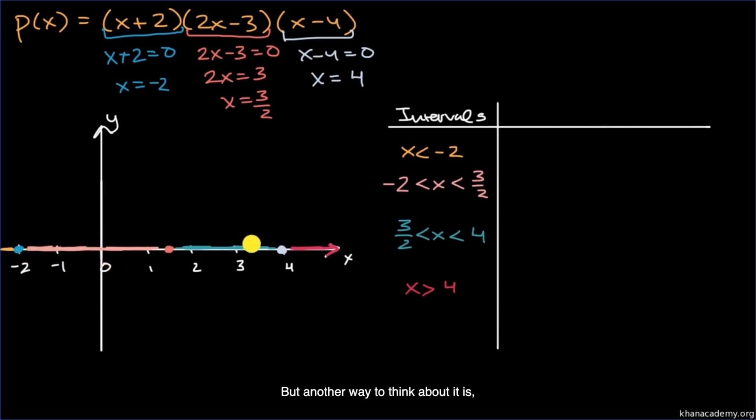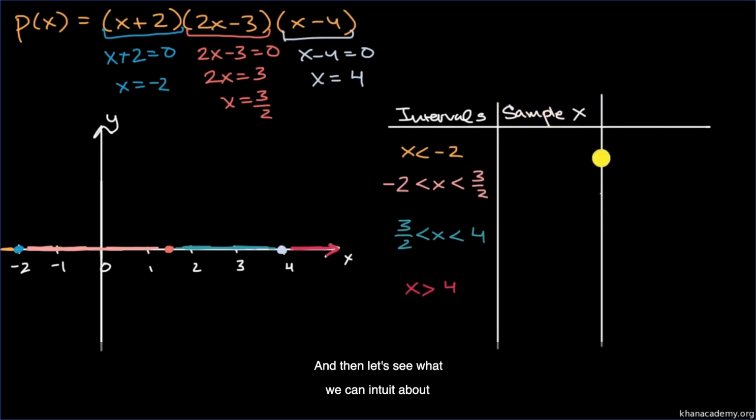But another way to think about it is, over that interval, what is the behavior of x plus 2, 2x minus 3, and x minus 4? Think about whether they're positive or negative and use our knowledge of multiplying positives and negatives together to figure out whether we're dealing with a positive or a negative. So let's do it. We can do it both ways. So let's think of this as our sample x value.